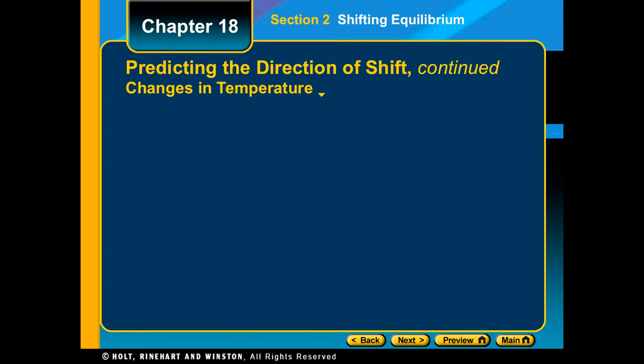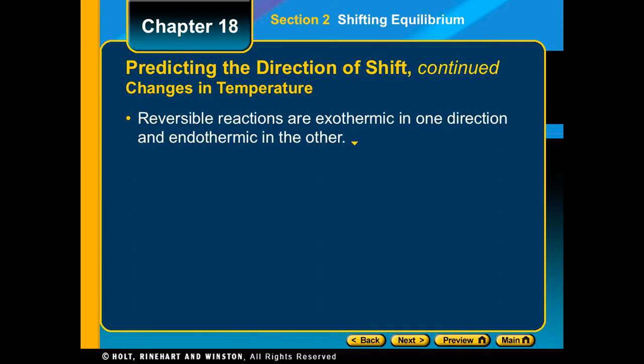Now let's move to another point, which is the changes in temperature. The reverse reactions are exothermic in one direction and endothermic in the other direction. We can conclude that heat or energy can be one of the reactants or one of the products.